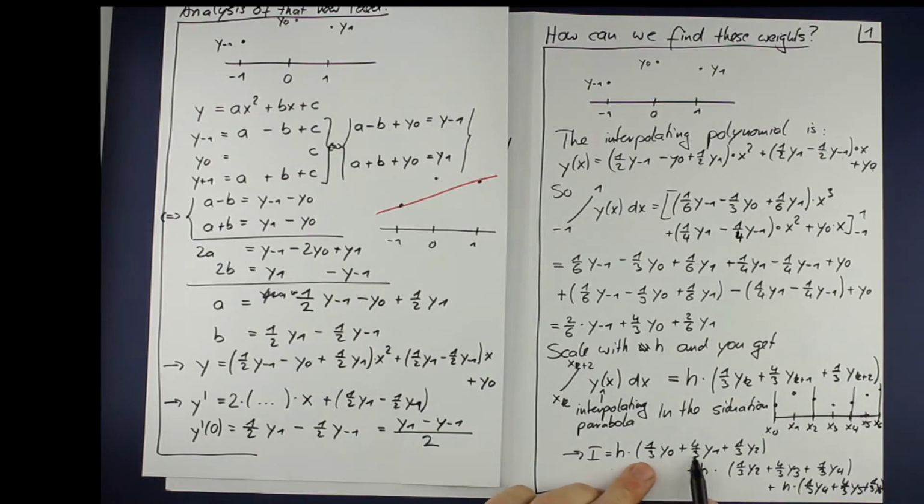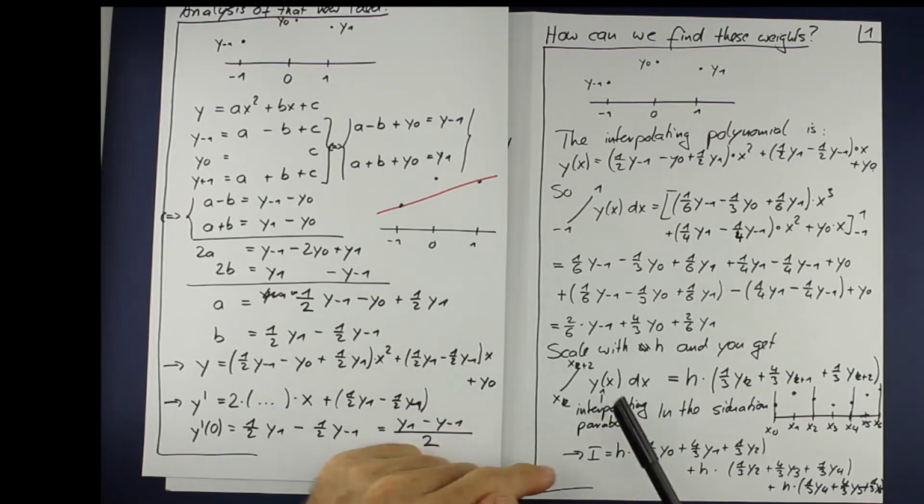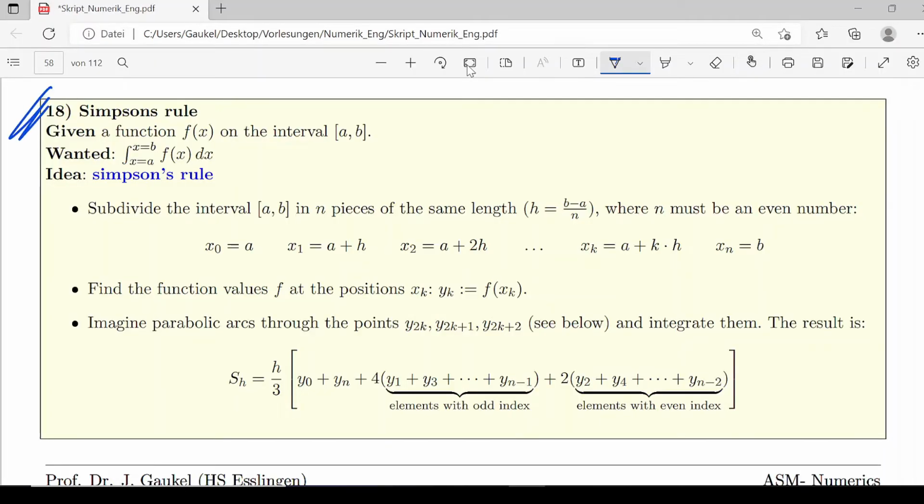And now we can also factor out a 3, and then we get what I wrote in my script. This is the Simpson rule. So we divide in n pieces of the same length, but now n must be an even number. It's not possible to have 5 parts. It was possible using the trapezoidal rule.